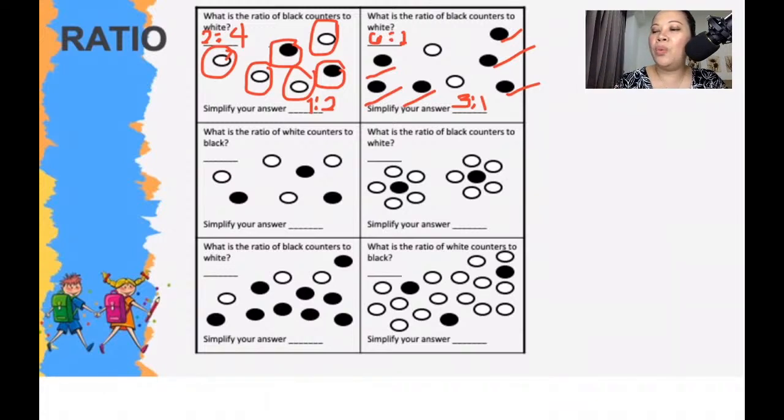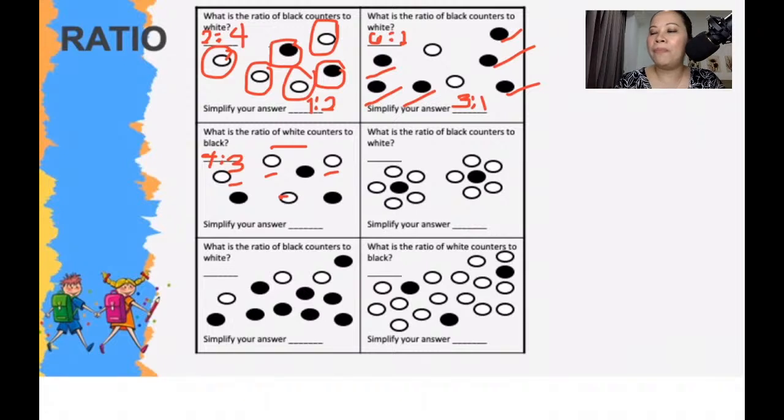Okay, next one, what is the ratio of white and black again? So white first. Yes, white first. You have 1, 2, 3, 4. That's correct. And then you have 3 black. So 4 is to 3. And of course, 4 is to 3 is the simplified form as well. Well done, Daxine.